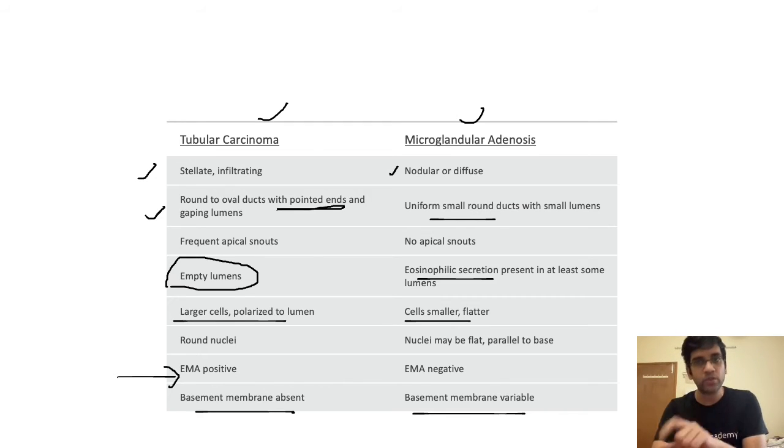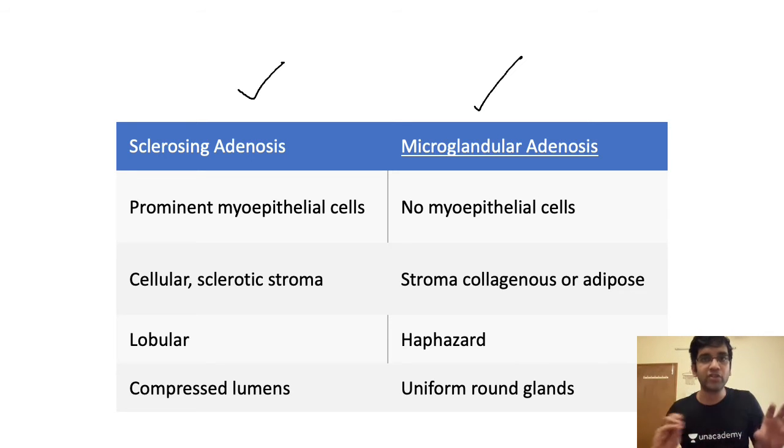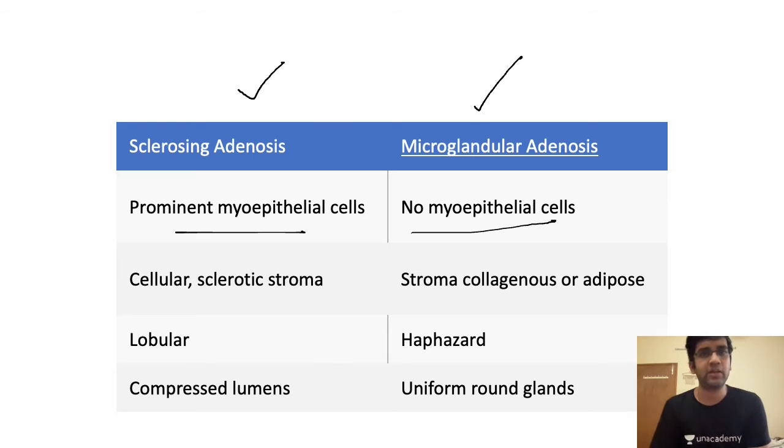I have a few more things which I can differentiate, which are close differential diagnoses for microglandular adenosis. We'll go ahead and have a look at that. Sclerosing adenosis versus microglandular adenosis. Again, both will have an irregular haphazard distribution. The most important finding is the myoepithelial layer. It will be present in my sclerosing adenosis and it's going to be completely absent in the microglandular adenosis. That's the most important differentiating point.